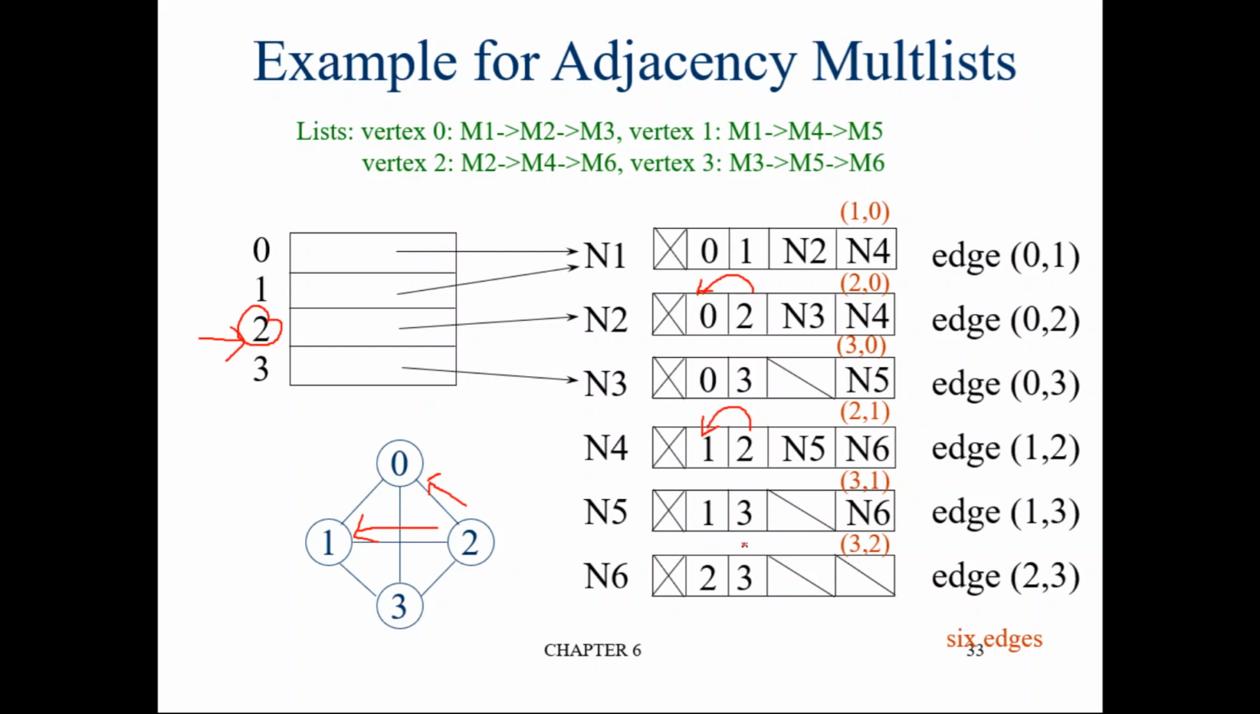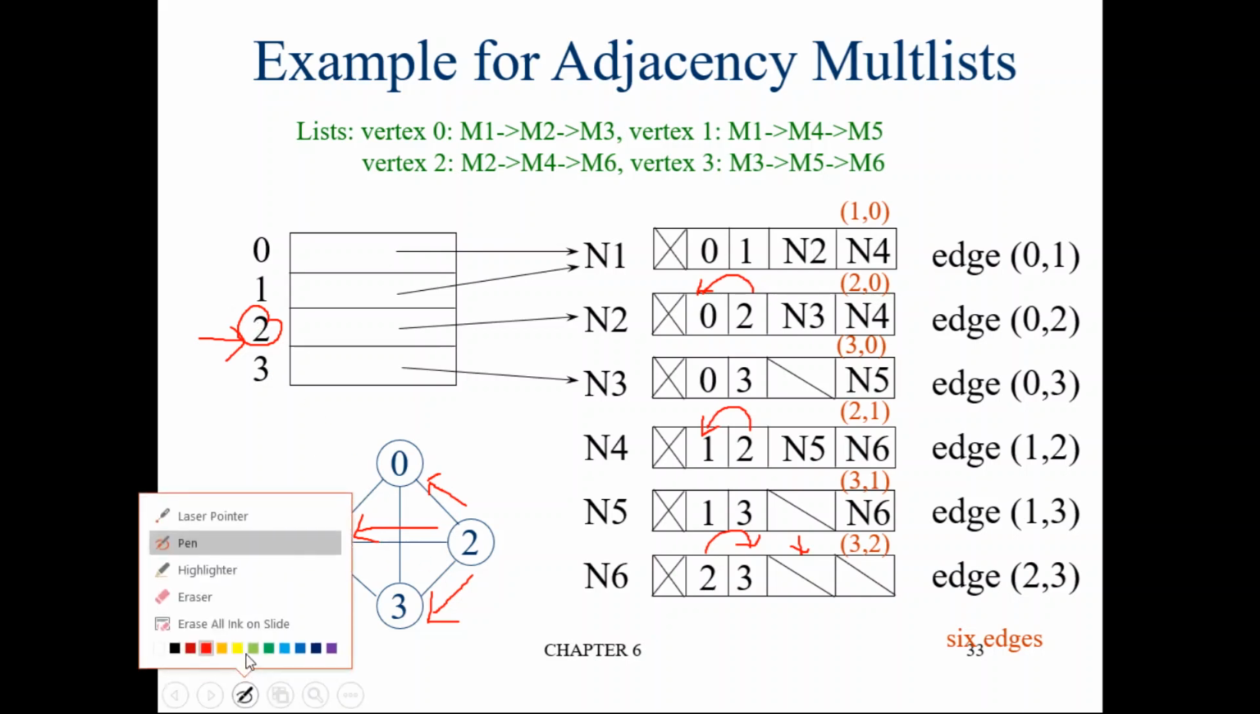What is here? 2 to 3. It is not 3 to 2 because our source is 2. So 2 to 3 is done. After 2 to 3, which pointer do you have to follow? This pointer says null, so stop. So this is how we identify all the edges for vertex 2.